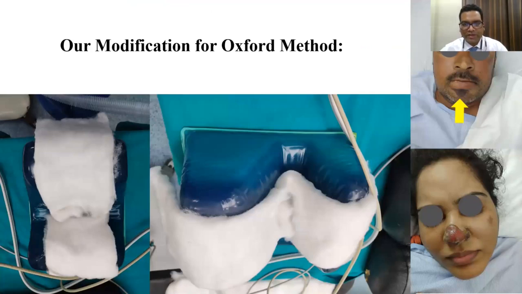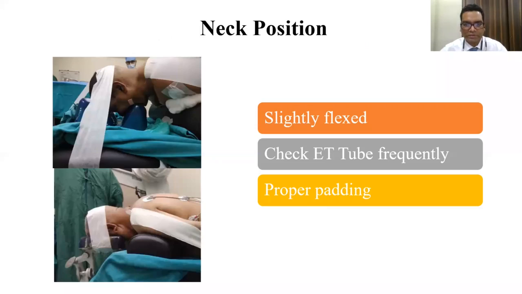We have slightly modified this Oxford method by using cotton above the horseshoe. It has helped us a lot in reducing pressure sores on the chin and the forehead. The neck has to be slightly flexed. Check the endotracheal tube frequently, and proper padding is important.